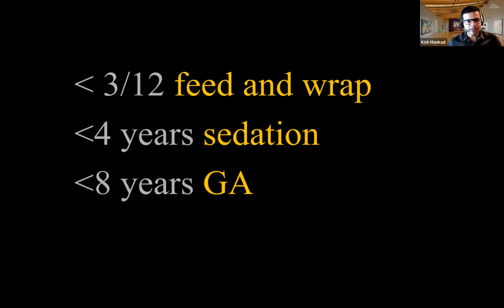Because we can get away with a lot in children on a CT scan, but the moment we start talking acute MRI, these things come into discussion. If they're less than 3 months, you can get away with a feed and wrap scan. If they're less than 4 years, you can provide sedation. And then you might need GA in children who have a lot of developmental difficulties and they won't lie still.